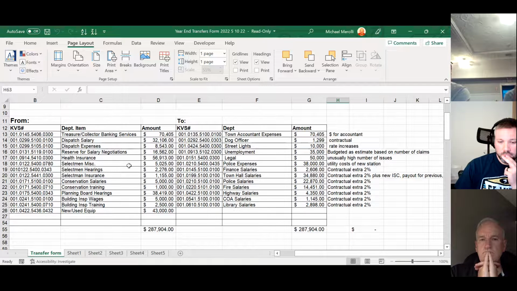So would that be the same for the expenses? Dispatch? Yes, both of those, both salaries and expenses, because obviously we anticipated paying salaries, and then they wrapped it up quicker. So we didn't have to spend it.